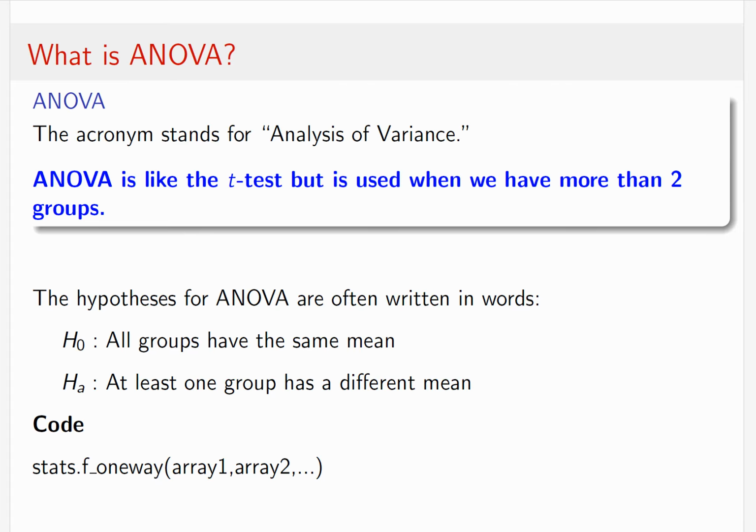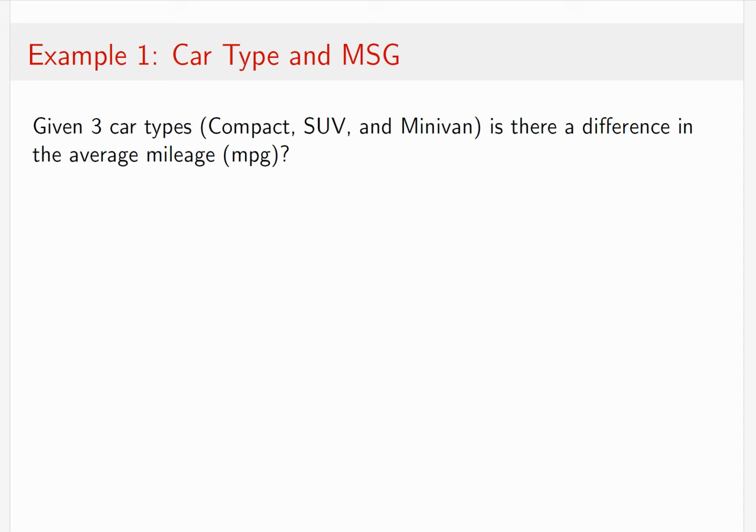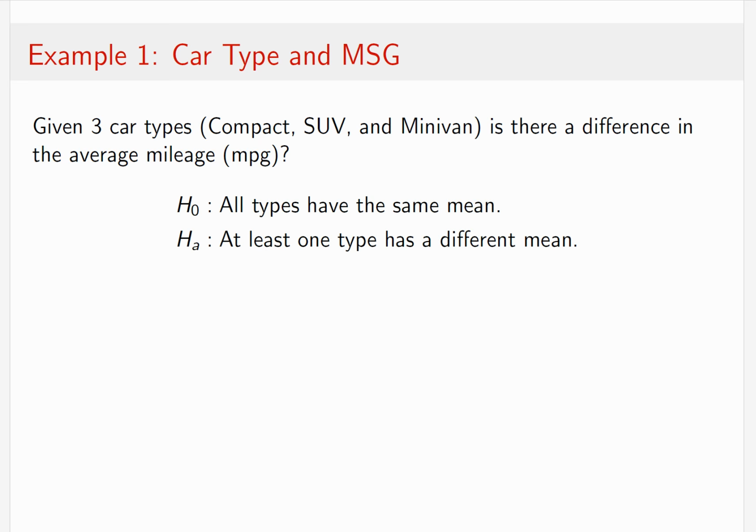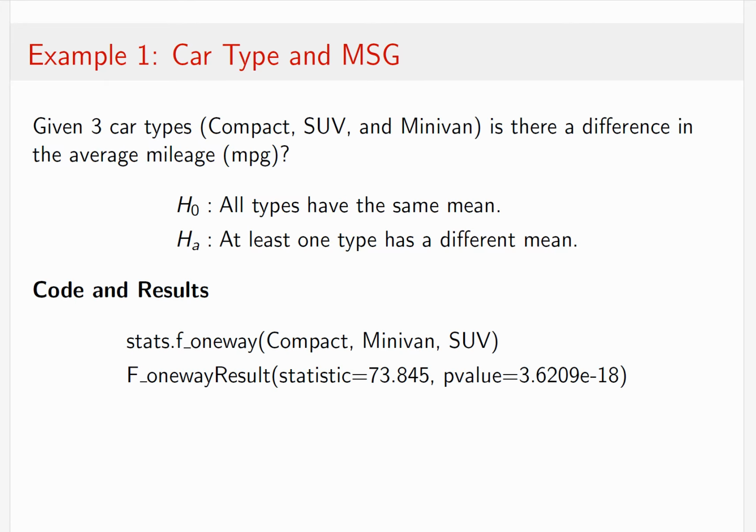Right, and our first example is from this hybrid.csv table, and we've got three different classes of cars. We've got compact cars, we've got SUVs, and we've got minivans. And the question is, is there a difference in average miles per gallon? Okay, so the null hypothesis is that all three types have the same average gas mileage, and the alternative hypothesis is no, maybe they aren't all equal. Maybe one of those group means is different than the others, okay? And so we are going to then use the stats f underscore one way to run this.